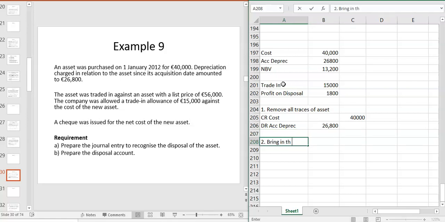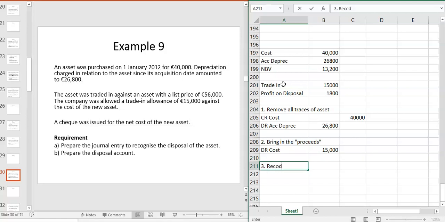Bring in the proceeds. Now I'm going to put proceeds in inverted commas there because it's not actually bank. You're getting an allowance. So debiting bank is not correct here. You're going to debit the cost account, 15. Because this is 15,000 towards a new asset. And we'll see that's a bit more complicated than what I've come across before.